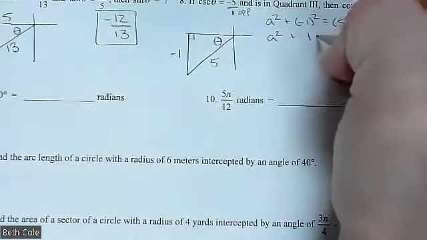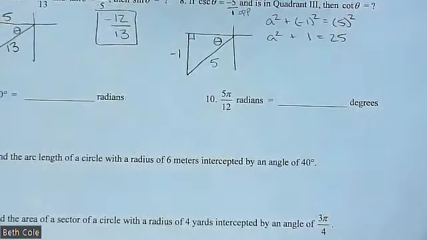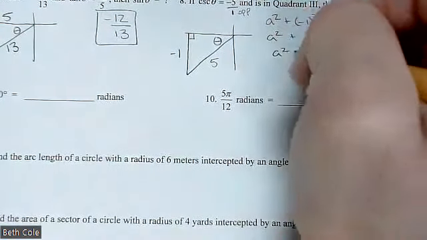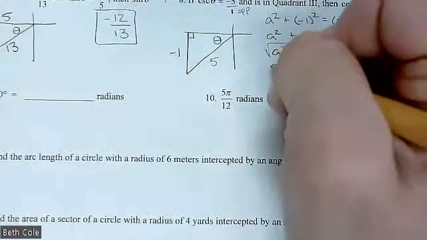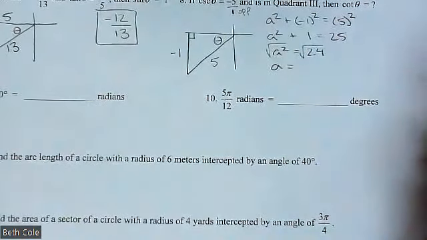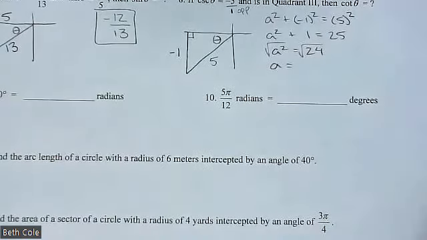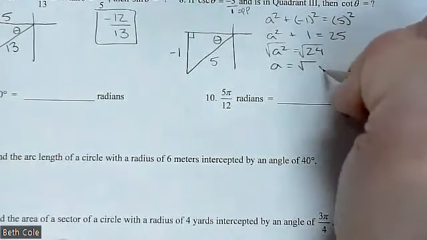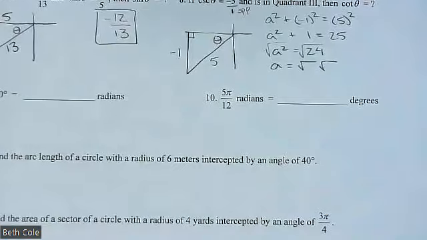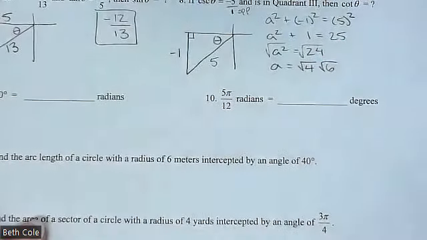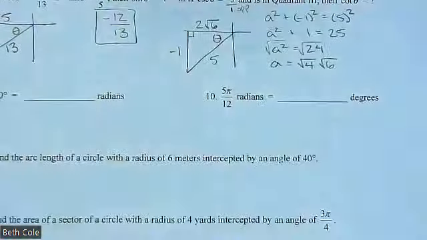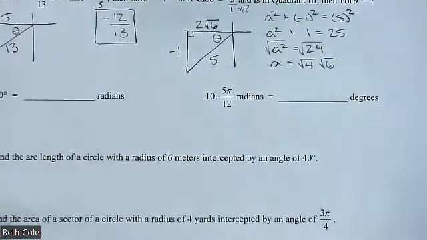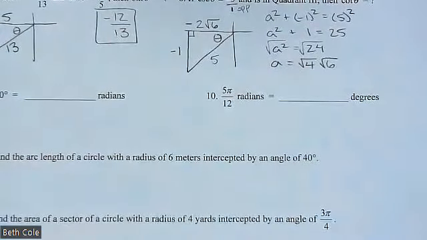All right, so this would be a squared plus 1 equals 25. A squared equals 24. Is that going to split? Do I have to split that up? Yes. What will that split into? Yep, 4 times 6. And so it will be 2 square root of 6, except that it's negative. Why is it negative? Third quadrant.